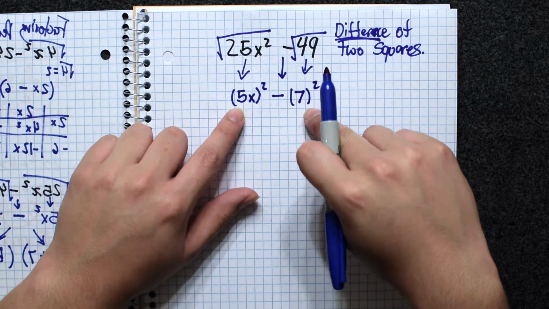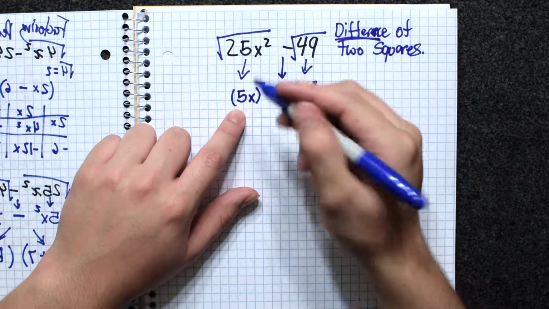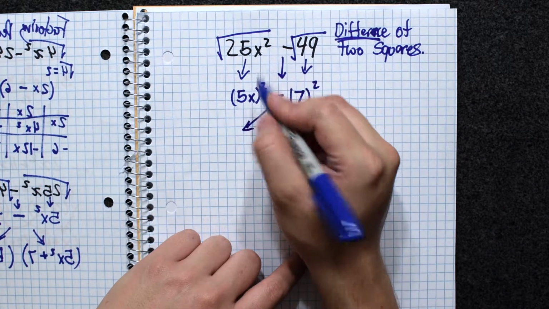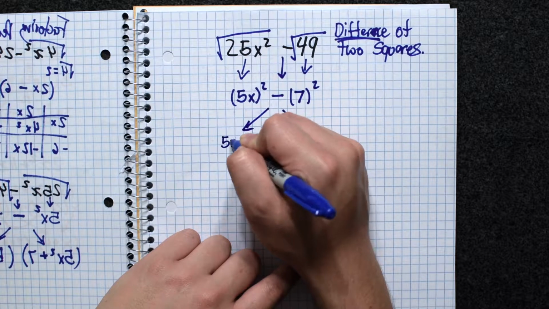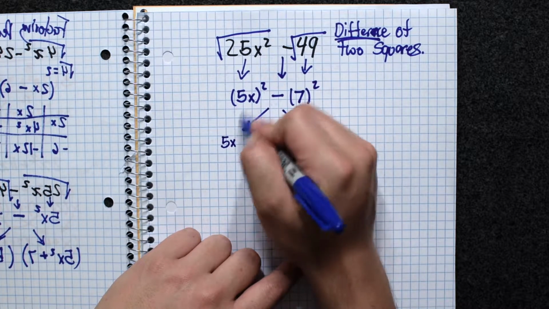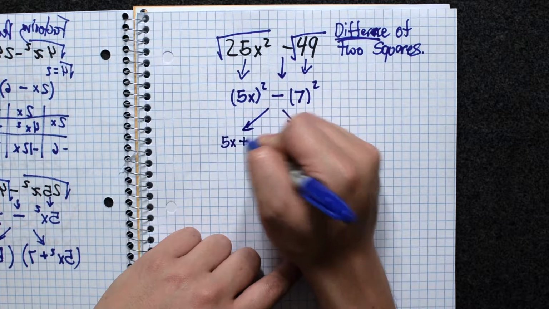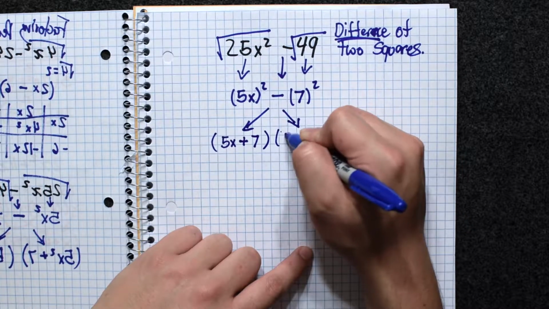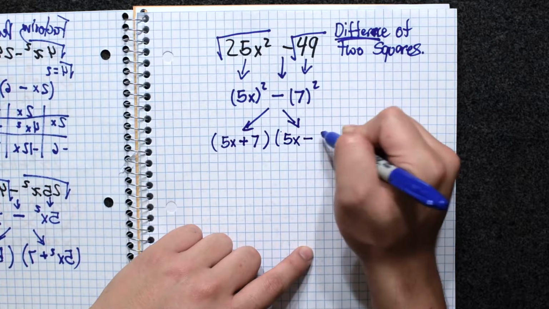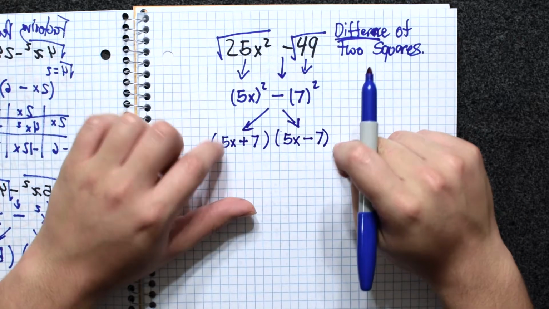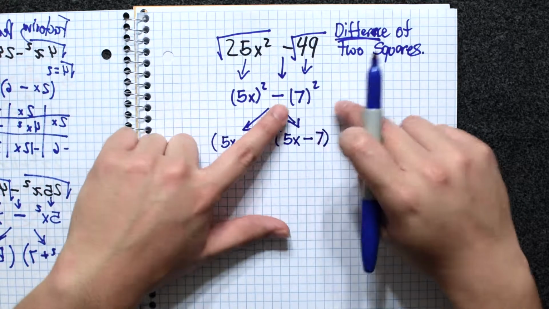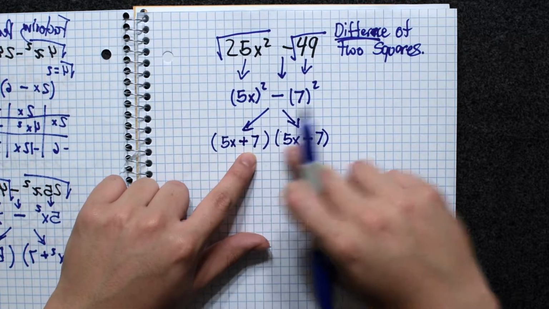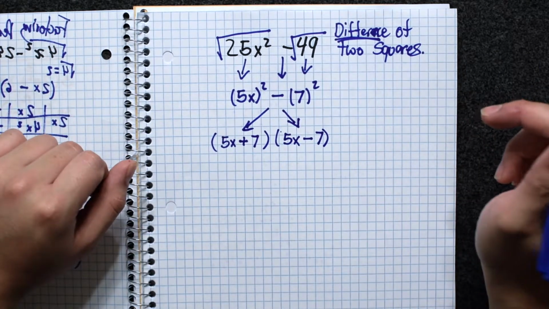Now, once we have it to this point, it actually becomes very, very simple to factor. This is just a pattern that you're always going to follow. You're going to take the first term, 5x, add that 7, and multiply it by 5x, but now subtract the 7. This is always going to be true. Whenever you have a perfect square here, a perfect square there, and you're subtracting, you just add the two square roots and then subtract the two square roots of your terms.